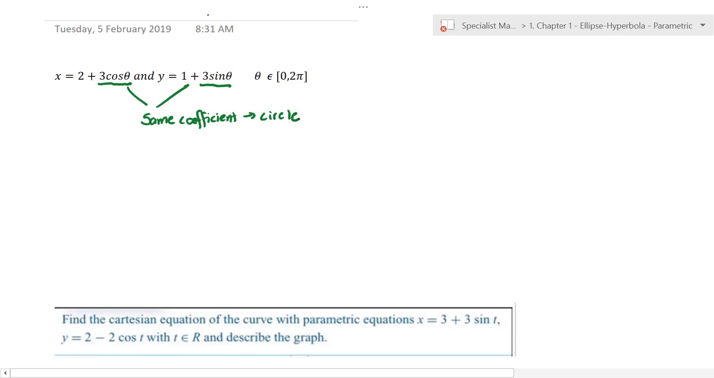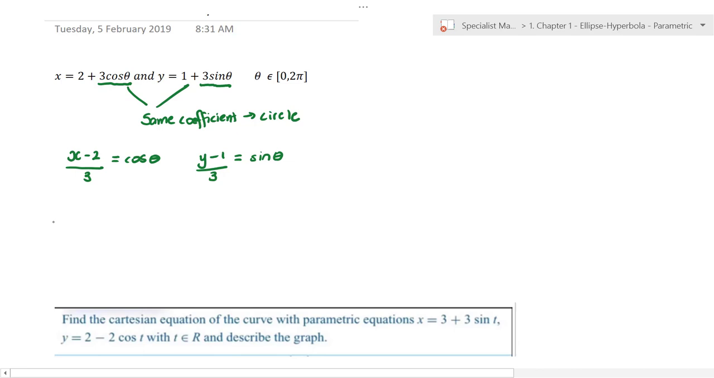Of course, we've got to rearrange it. We know that cos theta and sine theta have a relationship between the two, and that is that if I get x minus 2 and divide it by 3, that's equal to cos theta. This is how you should do this, because a lot of the time you have to show that. So that would be the first step, showing that cos theta is equal to this, and y minus 1 over 3 is also equal to sine theta.